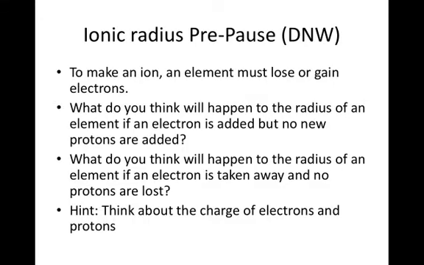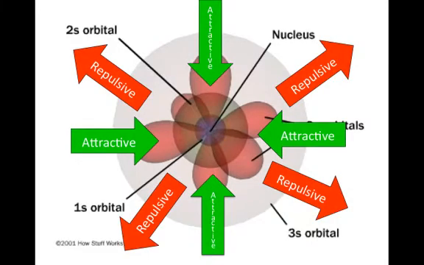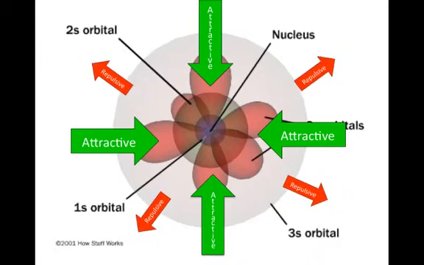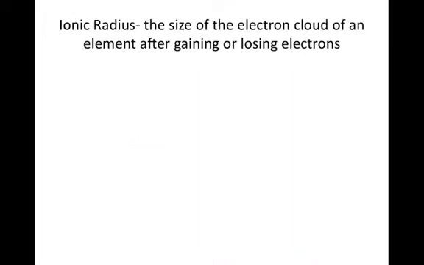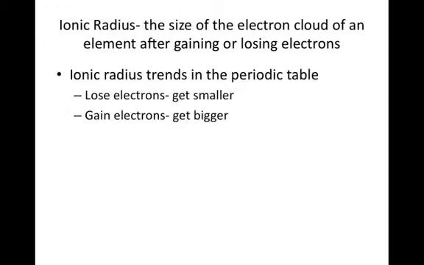What do you think will happen to the radius of an element if an electron is taken away and no protons are lost? Well, you're going to take away an electron, you're going to have the same number of protons, and so you decrease the repulsive force, attractive force stays the same, you decrease the atomic radius. So, ionic radius, definition, the size of the electron cloud of an element after gaining or losing electrons. Well, ionic radius trends in the periodic table are, if you lose electrons, you get smaller. If you gain electrons, you get bigger. Simple as that.